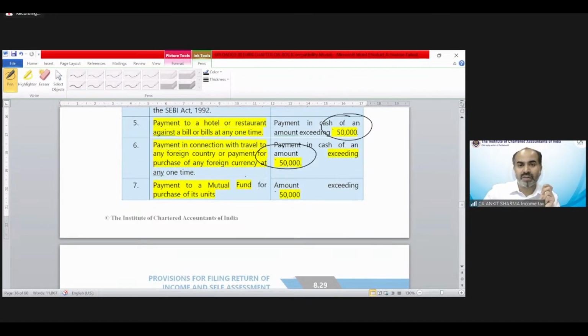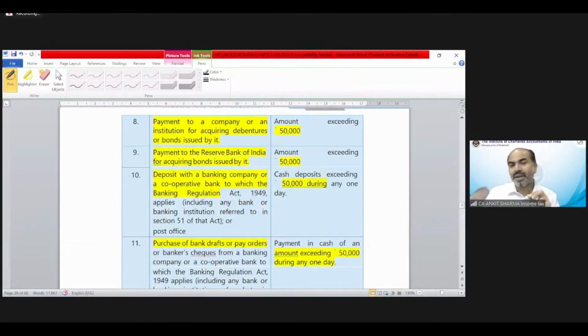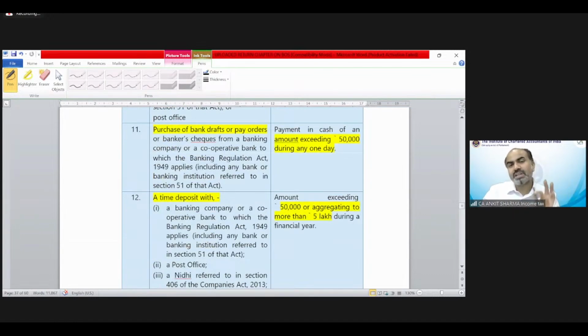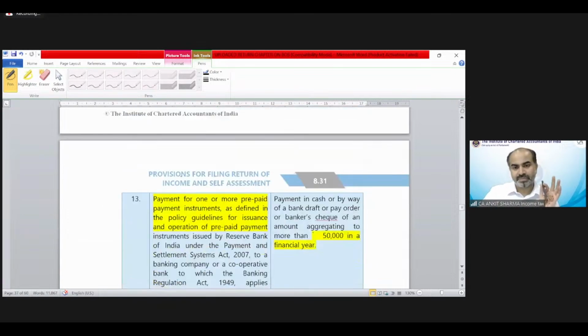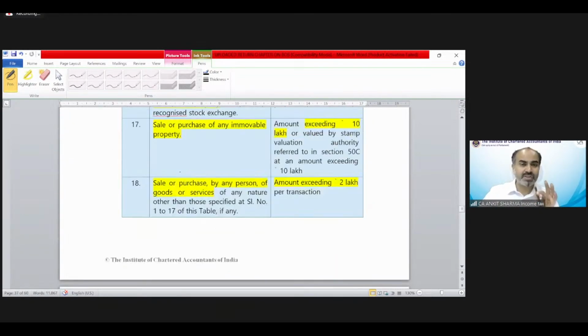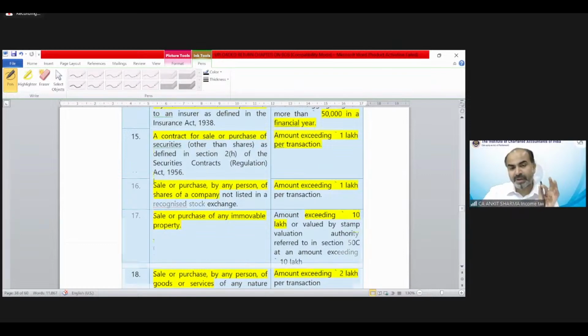Whether it's for mutual fund, foreign currency, or hotel payment, you can see the common amount is 50,000, not in all cases, but in almost 70-80% of cases where the transaction is specified over here, having the limit of 50,000. So you should read all those transactions. Almost 18 transactions are there for which you have to submit your PAN.